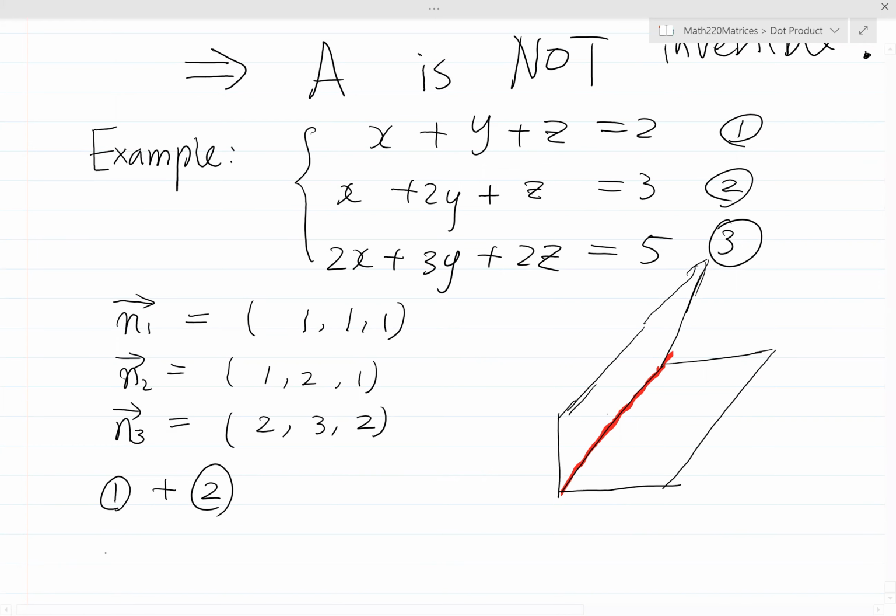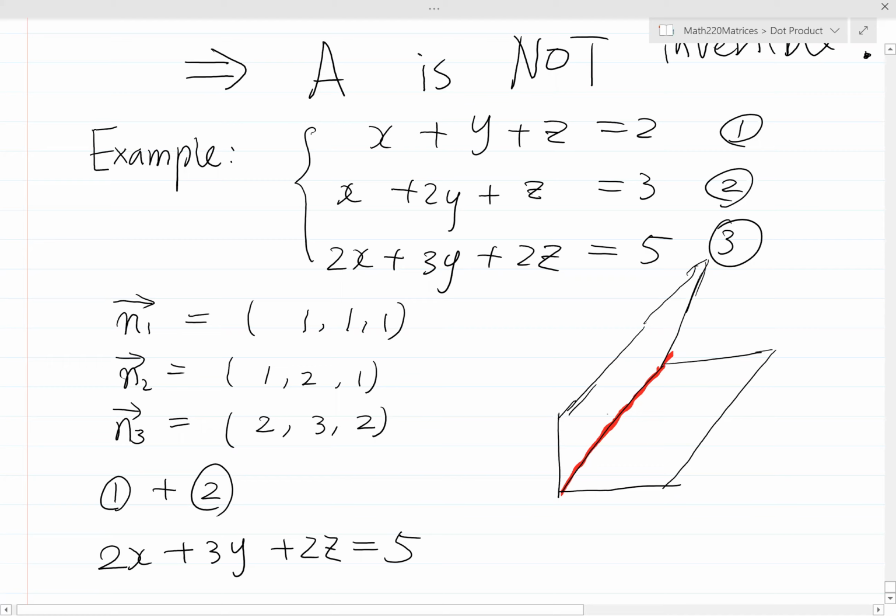Equation 1 plus equation 3. Then we get the same as equation 3. So if a solution XYZ satisfies, the intersection of 1 and 2, satisfies equation 1 and equation 2, and if we add them, then we see XYZ satisfies equation 3.